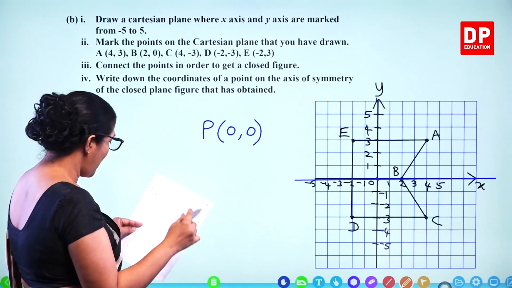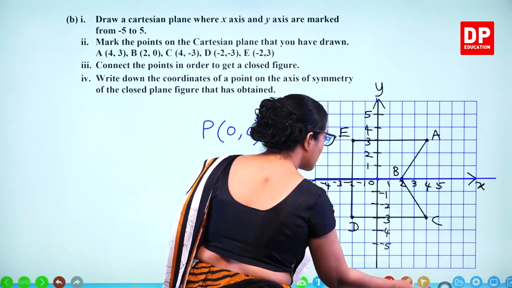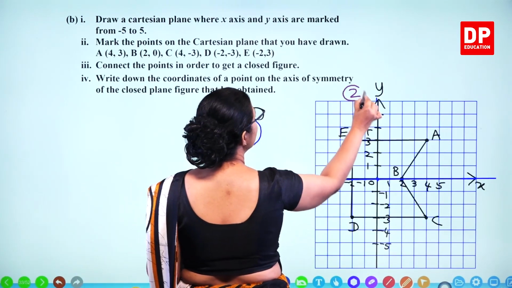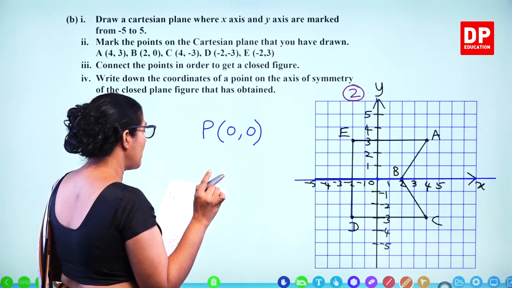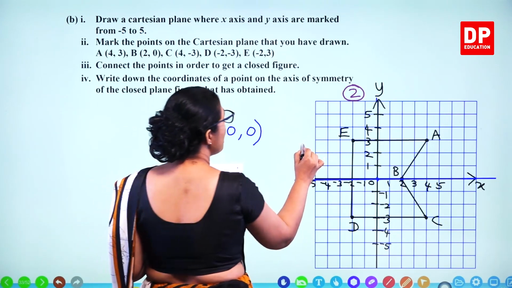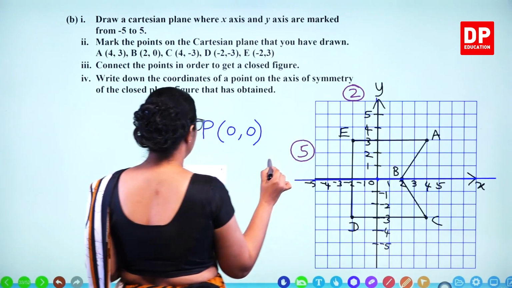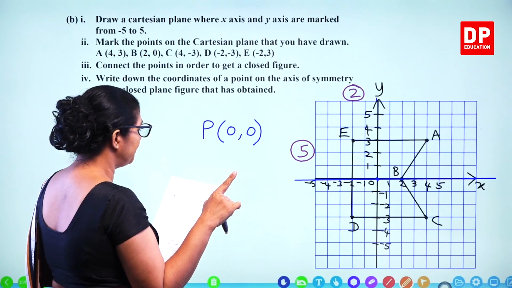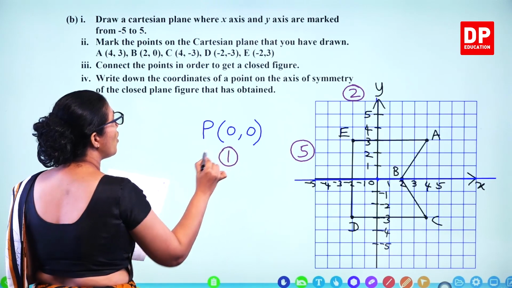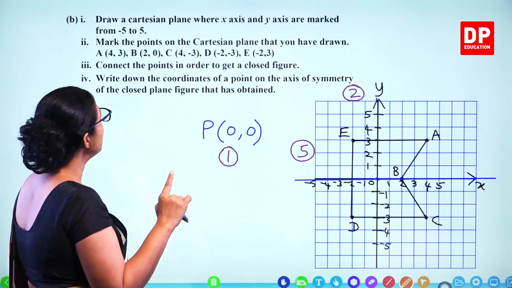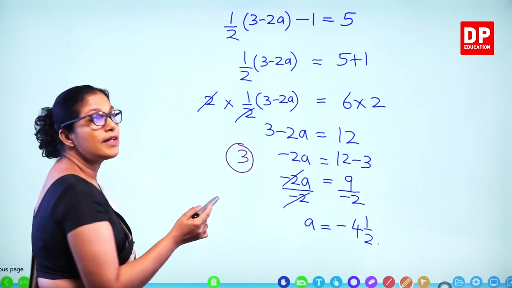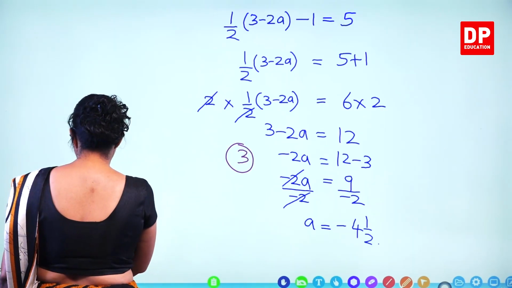So how many marks for that? You are getting 2 marks for adjusting the scale, both x and y. Then 5 marks for marking the points and connecting. And 1 mark for writing down any coordinate point. So 5, 6, 7, 8. And the previous question we gave 3. 8 plus 3, 11 marks.